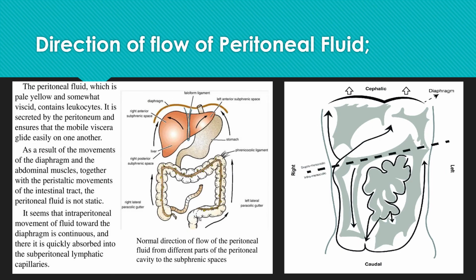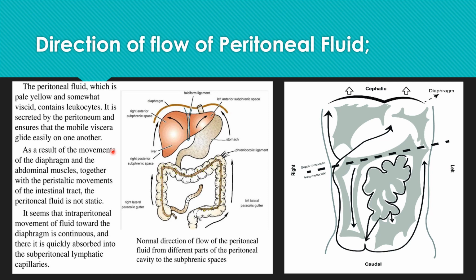So students, let's look at the direction of the flow of the peritoneal fluid. As you know, the fluid is pale yellow and viscid, it contains leukocytes, and it's secreted by the peritoneum so that the viscera can glide on each other. There are three factors which affect the flow of this peritoneal fluid.